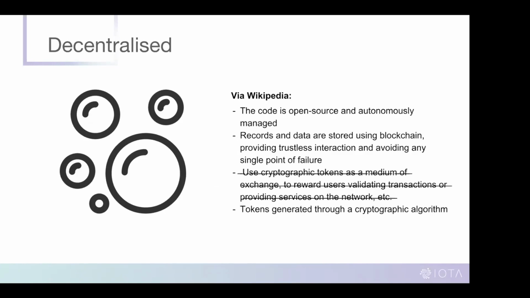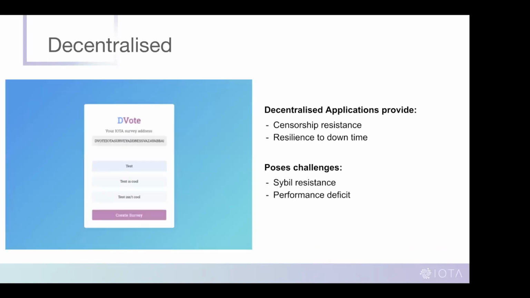The records of the data are stored using a distributed ledger, providing access in a trustless manner, so you can ask anyone on the network for that information, you'll get it. And because of that, there's resilience built into it. And usually there are tokens associated with it, whether that is sending or receiving them for payments. So an example of something like that would be a voting application. A decentralized voting application gives you censorship resistance.